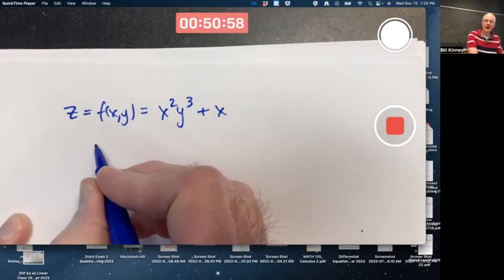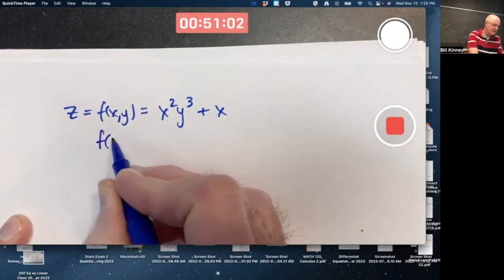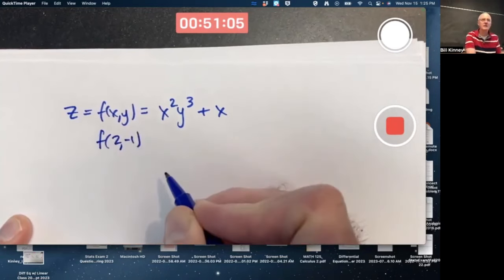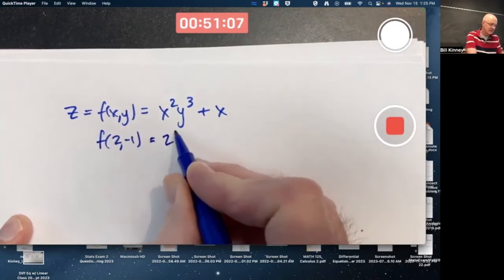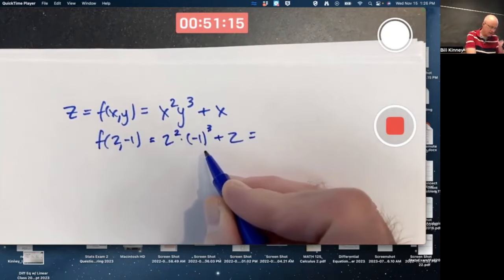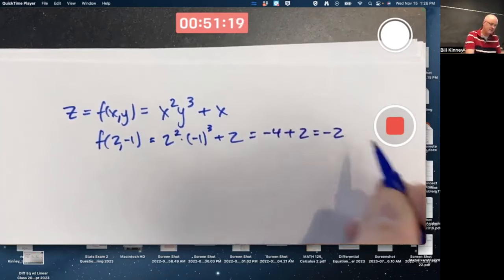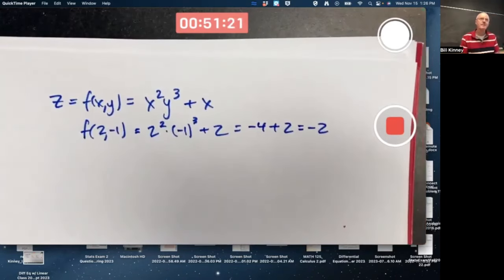Certainly you should be able to plug numbers in to find outputs. What is f of 2, -1? Replace x with 2 and y with -1 and simplify. 2 squared is 4, -1 cubed is -1, so we get -4 plus 2. The output is -2. So you should be able to plug numbers in.